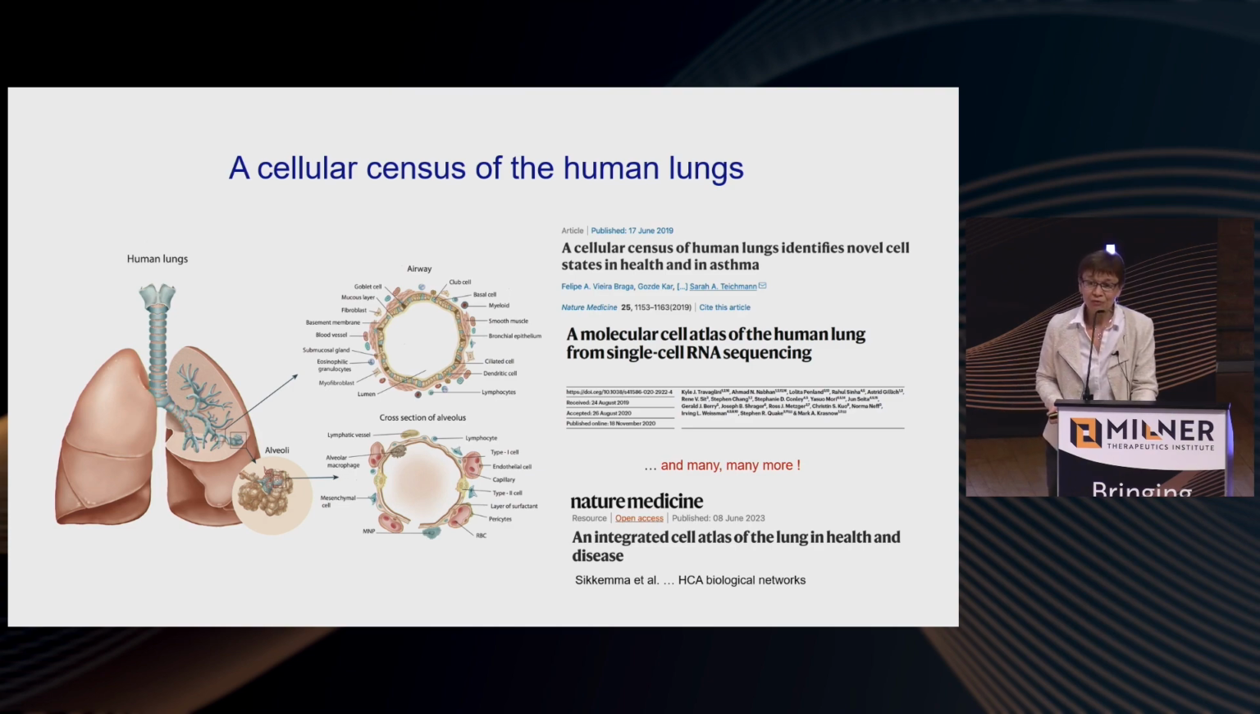But importantly, many of the groups who've generated this kind of single-cell data have actually come together. And then last year, the HCA Biological Network published an integrated cell atlas of the lung in health and disease. But even though the title of that paper says it's an atlas, that's actually cheating a little bit because it was primarily a list of cell types, because what was very much missing from this atlas was the spatial component. How do those cell types that we've defined really sit in space in the tissue?